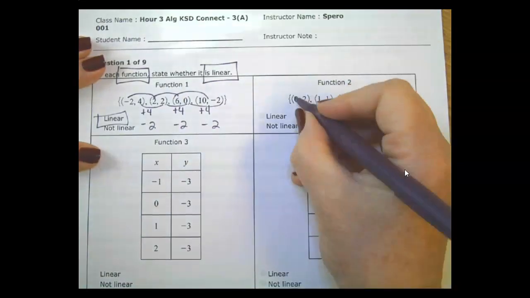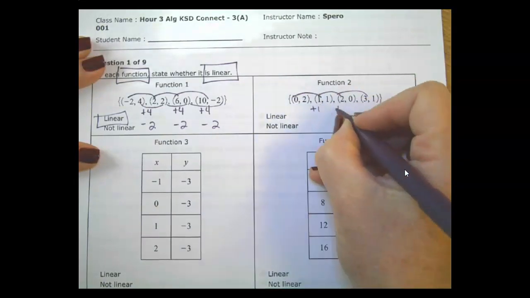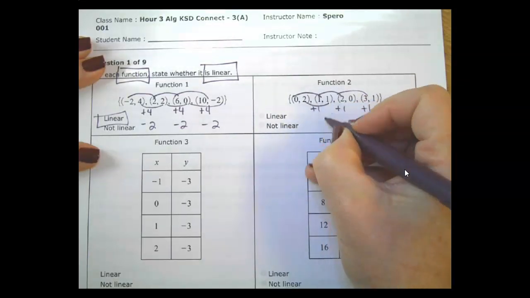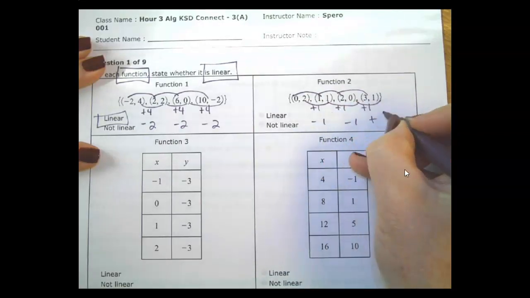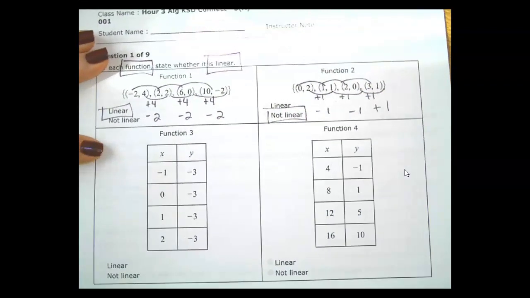This one here, let's try it. Our x's, we're increasing by 1, increasing by 1, increasing by 1. Our y's, we're decreasing by 1, decreasing by 1. Oh, and then we added 1. So this is not linear. So you have to do it for each of them.